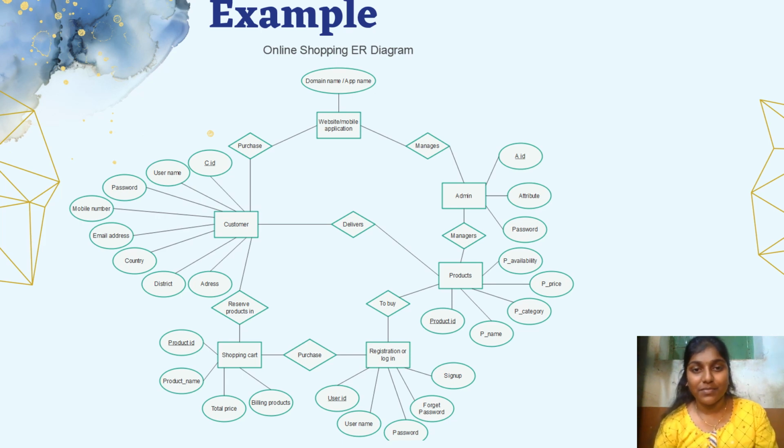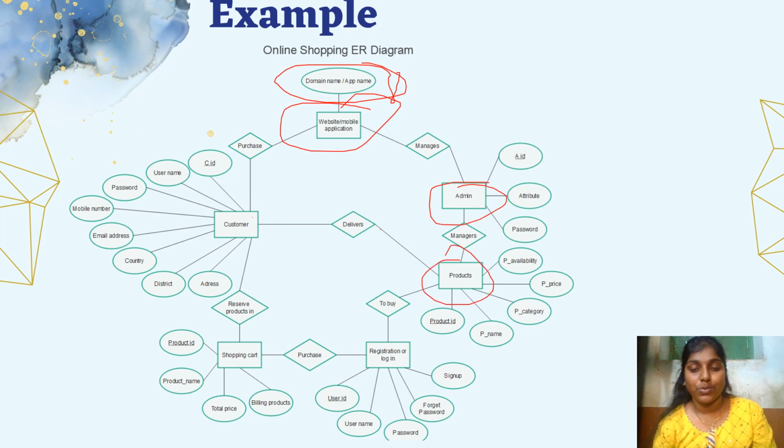First we have seen the domain, the app name, and whether it is a website or mobile application, and the customer delivers. So these are some of the attributes used for these entities. There are a lot of attributes for the entities because it's required in an online shopping ER diagram.